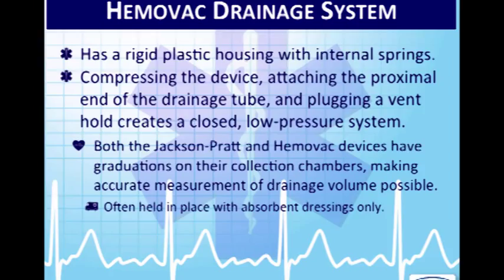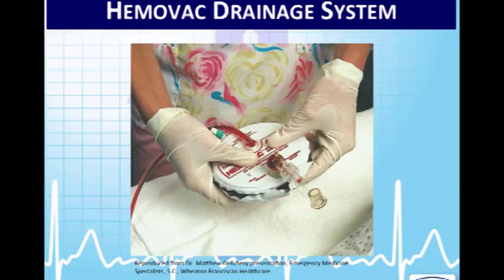A hemovac drain looks similar. They're a little more rigid than a Jackson-Pratt drain, but they work the same way. They will be held into place by a stitch, and they will slowly drain the blood. They are a little harder than the usual, but they are drained in the same exact way. They must be flattened in order for the suction to work. They work exactly like a JP drain, but they are circular instead of grenade-shaped.